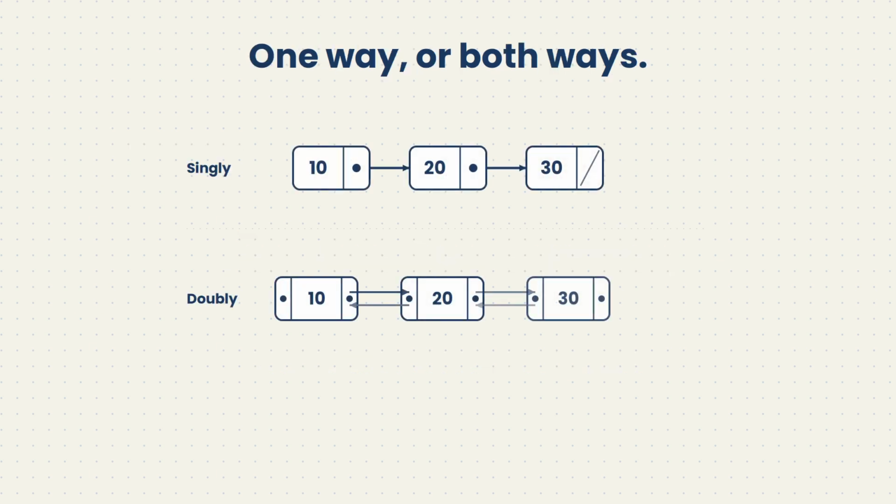So far, we have drawn a singly linked list. Each node knows only the next one. A doubly linked list adds a second pointer in every node, one to the next node and one to the previous node. That lets you walk the list backwards as well as forwards, and it makes deleting a node easier because the node already knows who comes before it. The cost is a little more memory and a little more pointer bookkeeping on every change.